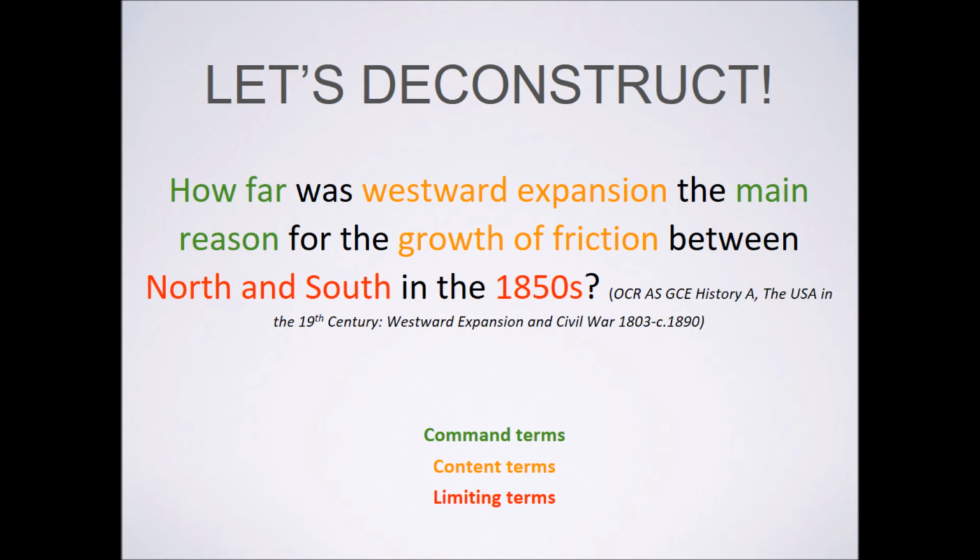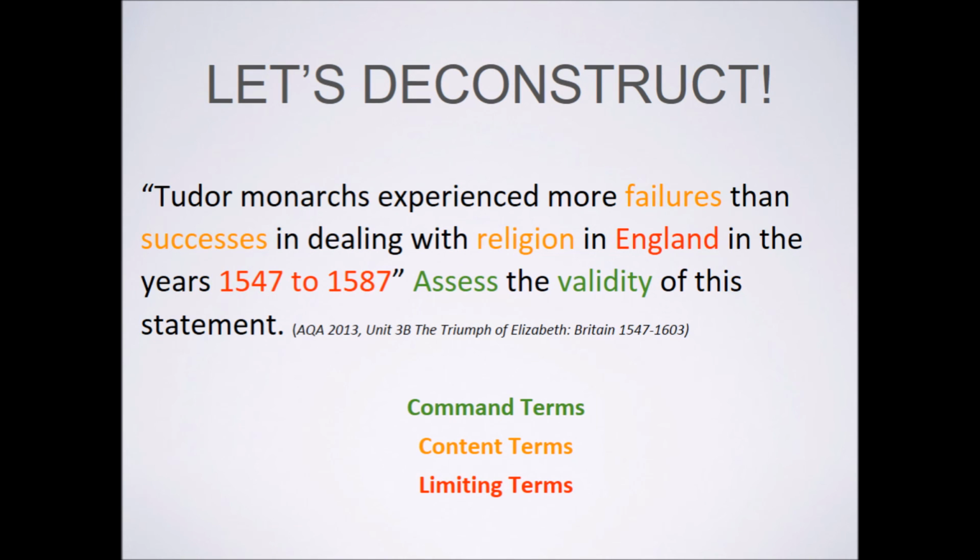The command terms are "how far" and "the main reason", in green, in relation to the content terms of westward expansion and growth of friction, in orange. The answer is then limited by the terms in red, by geographic location of north and south, and the decade, the 1850s. The same rules are repeated again in the second example.